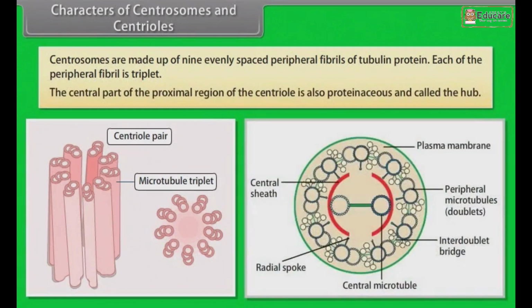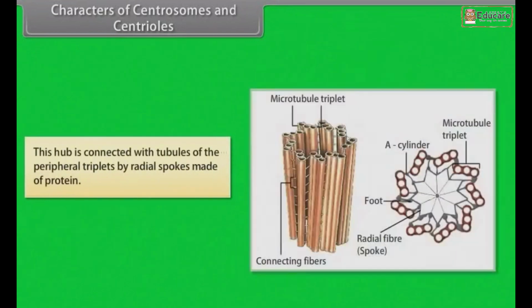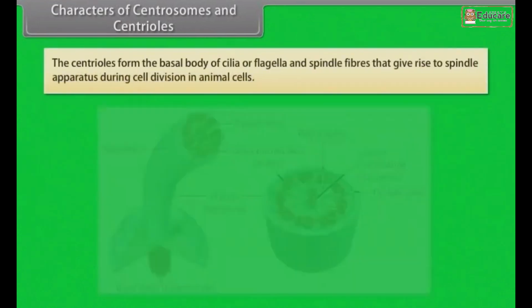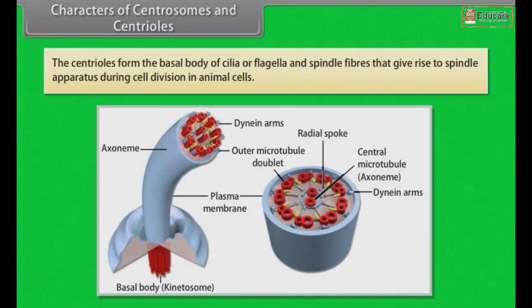The central part of the proximal region of the centriole is also proteinaceous and called the hub. This hub is connected with tubules of the peripheral triplets by radial spokes made of protein. The centrioles form the basal body of cilia or flagella, and spindle fibers that give rise to the spindle apparatus during cell division in animal cells.